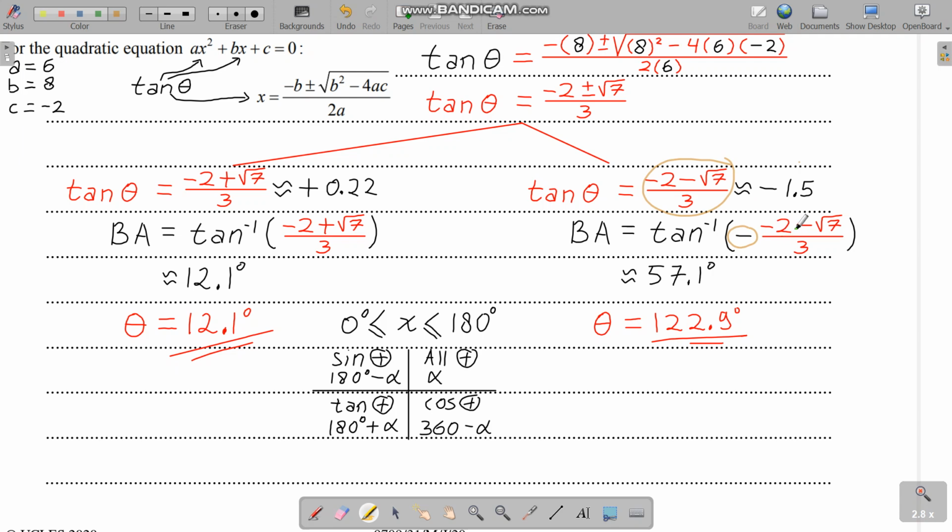But for this guy, we have to use inverse tangent of minus this guy, because we want the angle in the first quadrant, positive. If we don't use this minus, it's going to be negative 57.1 degrees. Okay, so this is the first quadrant base angle.